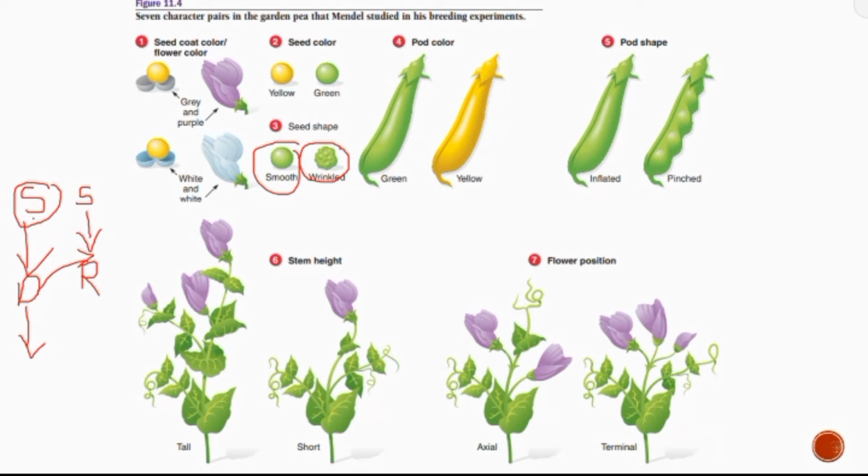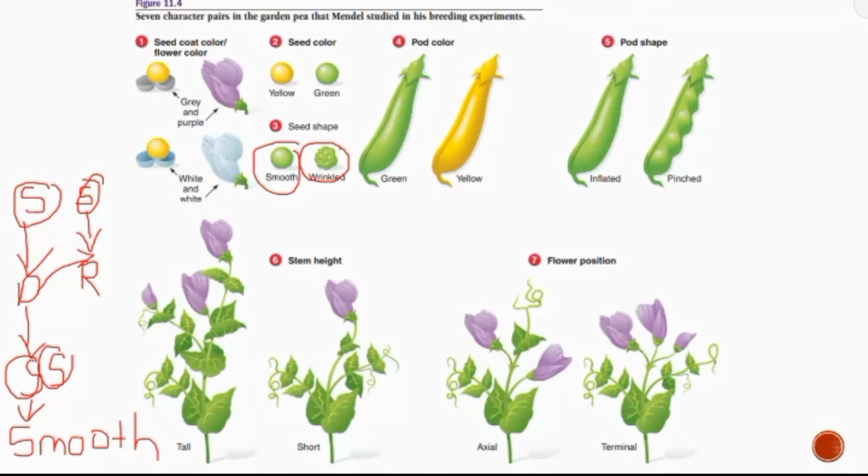Okay? For example, if the plant has genes producing capital S, both gametes are capital S. From two gametes, both are capital S and capital S. So because of this, it will lead to the formation of the smooth phenotype, smooth seed shape. Okay? The small s is for the recessive character.